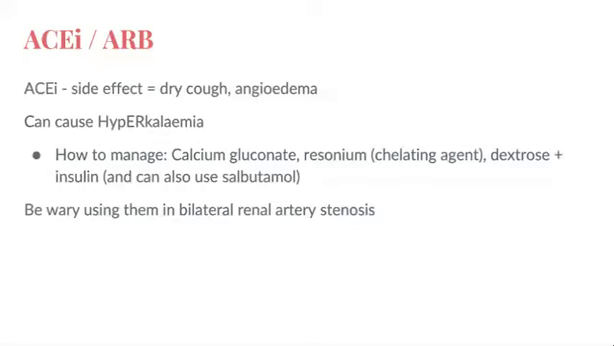There's a common exam question about how to manage hyperkalemia. So you would use calcium gluconate for the cardiac myocytes to stabilize them, resonium, which is a chelating agent, which will remove potassium from the body, as well as dextrose and insulin. So dextrose and insulin is essentially there to drive potassium inside the cells and to reduce the potassium level, sorry. You also want to be quite careful using ACE inhibitors or ARBs in bilateral renal artery stenosis because that can precipitate an AKI.